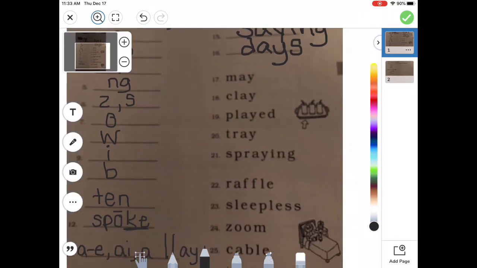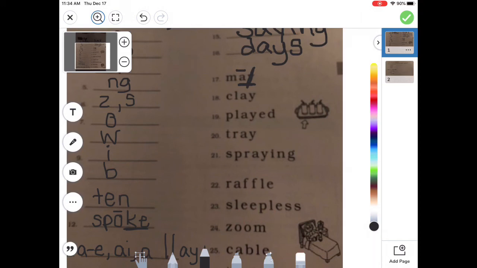All right, let's try to code the first word. The first one's pretty easy. What do you see in that word? That's right, you see A-Y. So when I code A-Y, remember I have to underline it because it's a digraph. What does A-Y say? It says A, so I need to put that macron on top of the A, and I don't hear the Y.